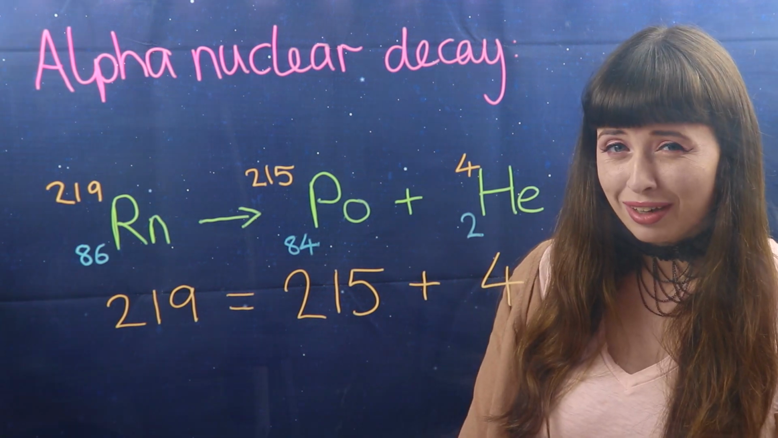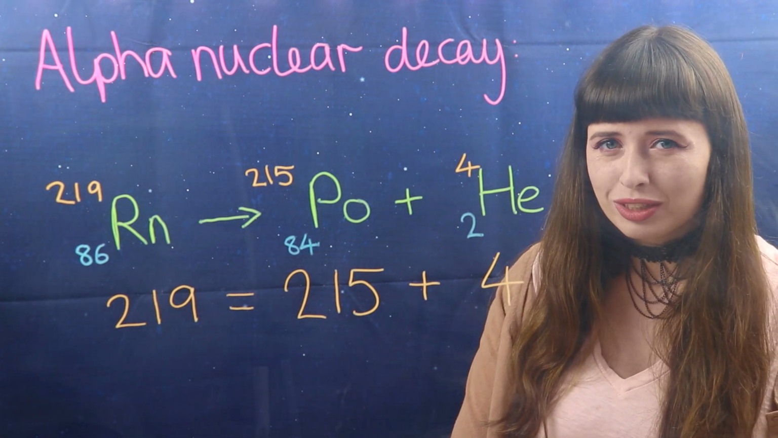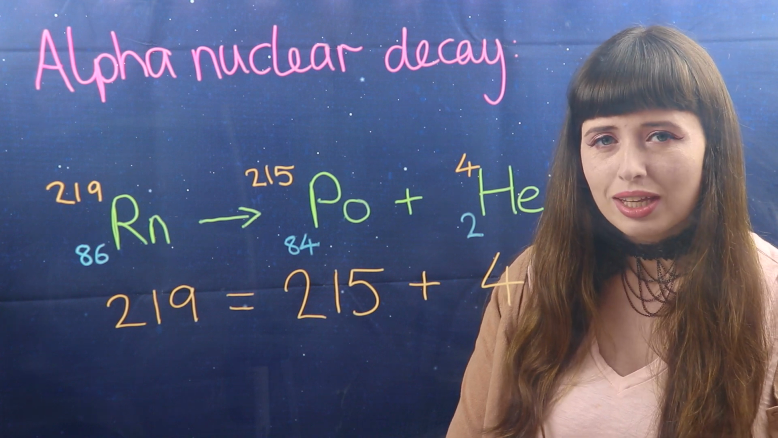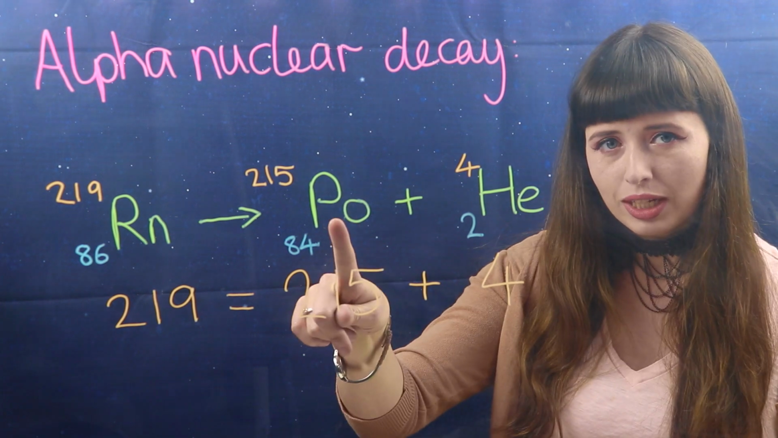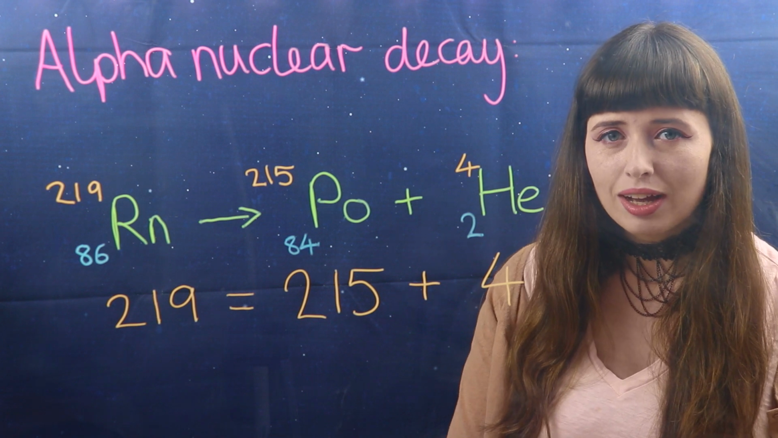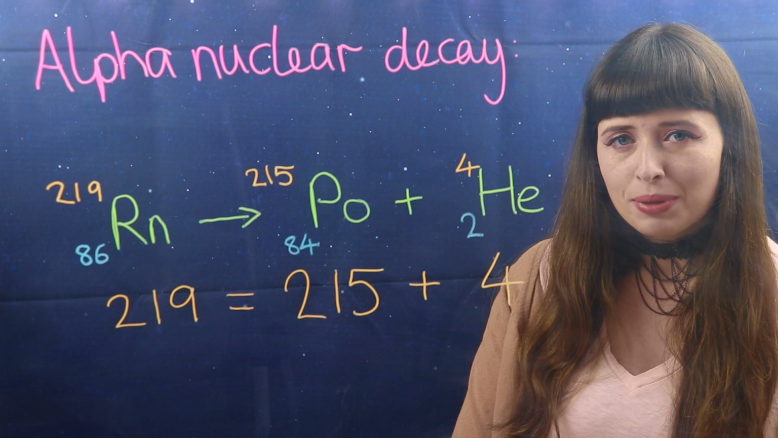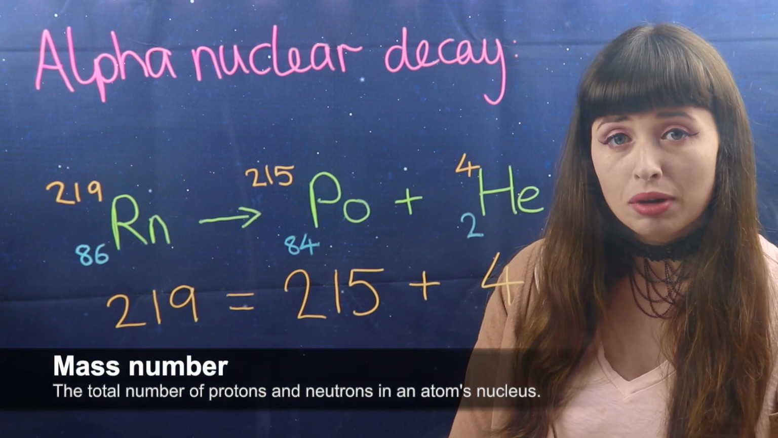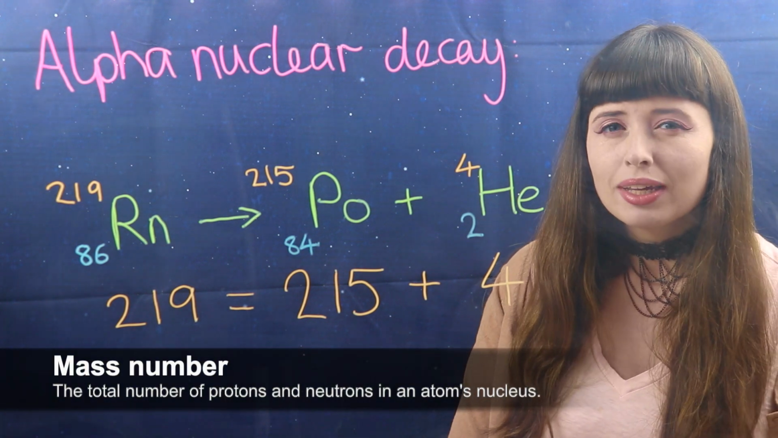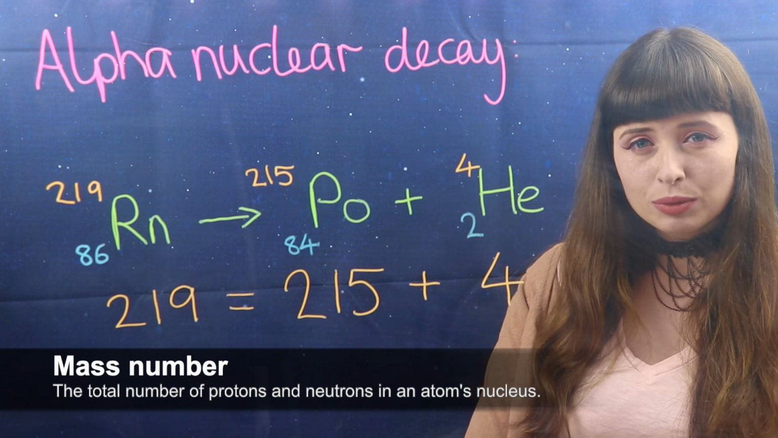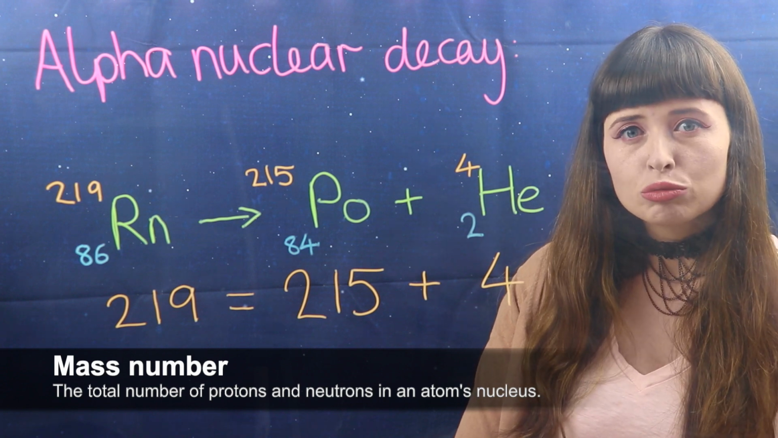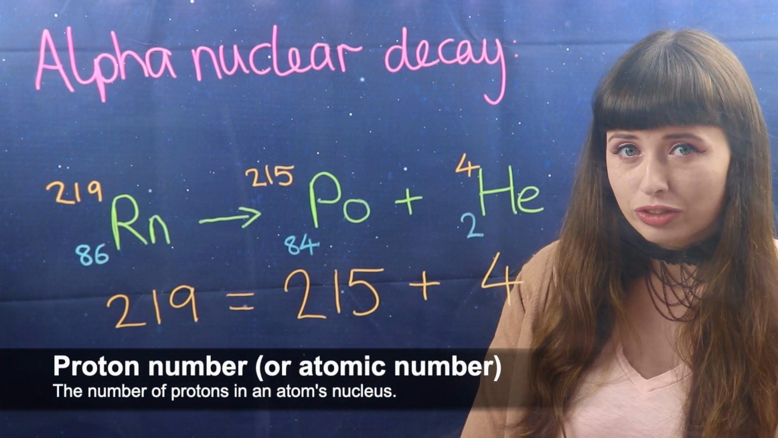Why am I pointing this out? Well, quite often exam questions won't give you the more stable daughter nuclei, and they will ask you to identify what the element is and maybe what the mass number and proton numbers are. So by seeing the maths behind what's going on, it actually becomes really easy to answer those questions.